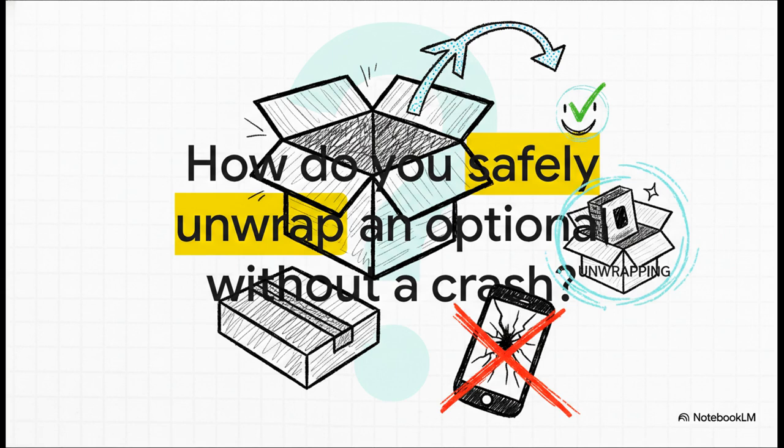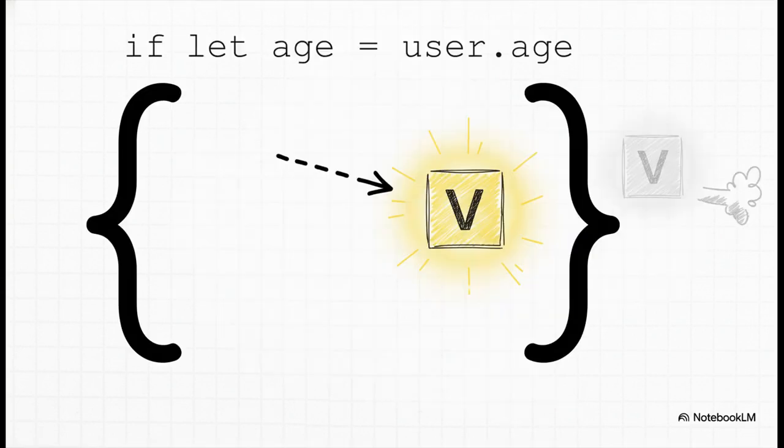We call this unwrapping. The most common way to do this is with if-let. It's basically like saying to the code, hey, if we can successfully let this temporary new variable age equal whatever is inside that user.age box, then, and only then, run the code inside these curly braces. If the box is empty, that whole block of code just gets skipped. No crash. And that new age variable only exists inside that if block.